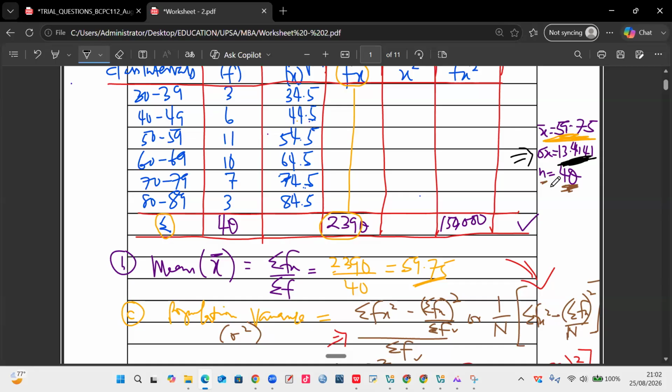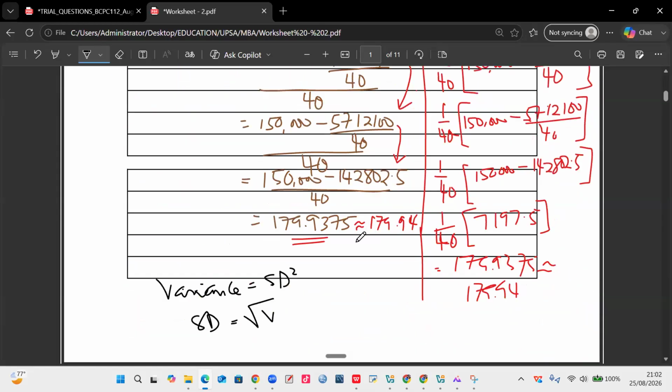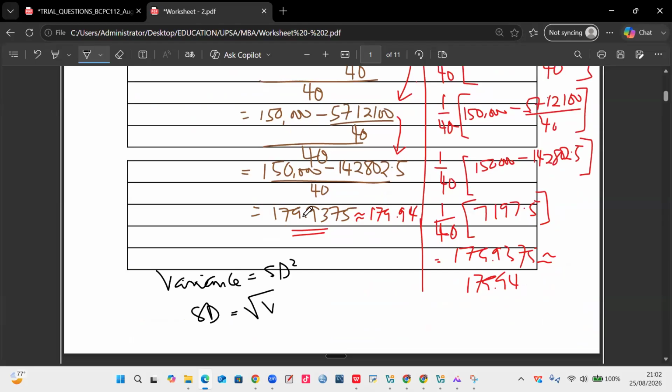So this 13.4141, square it. When you square it, what do you have? 179.9. But don't forget, this 13.4141 is the standard deviation. Is that correct? So when you square it, it will give you the variance, which is 179.9380, which is the approximate. So they are quite the same.